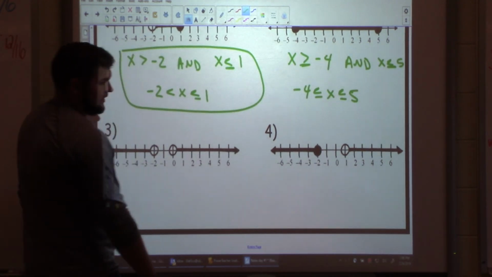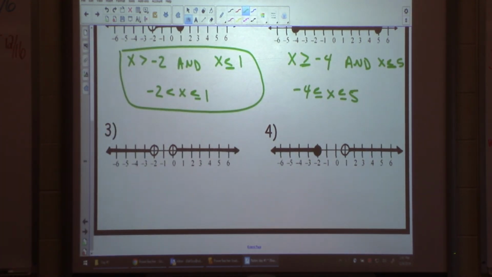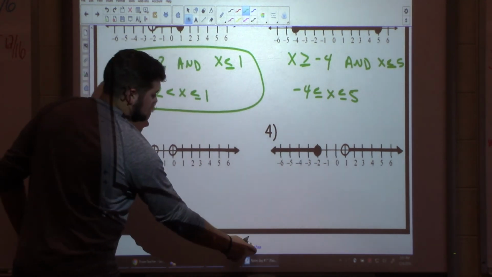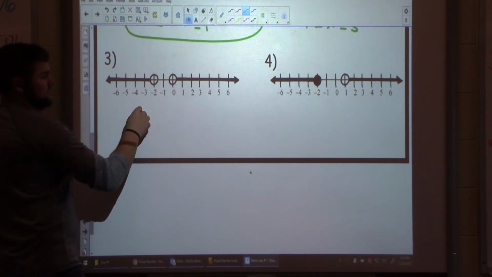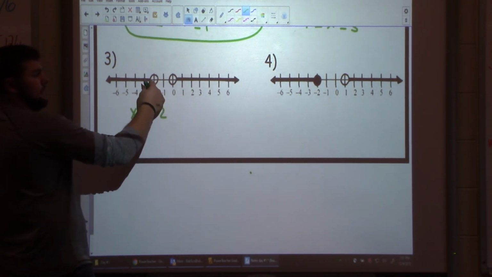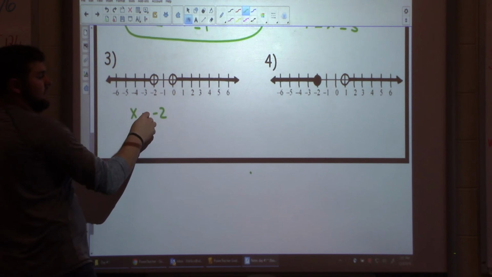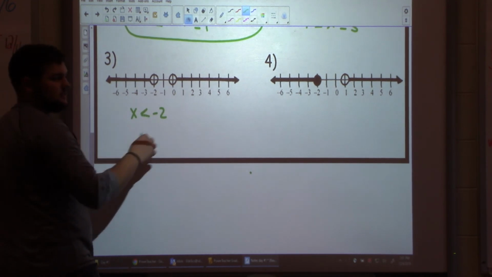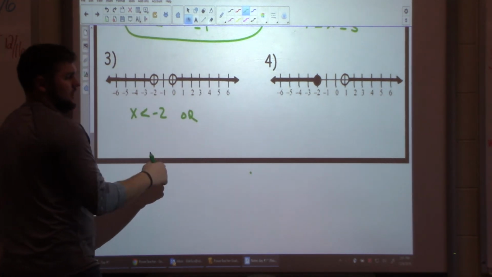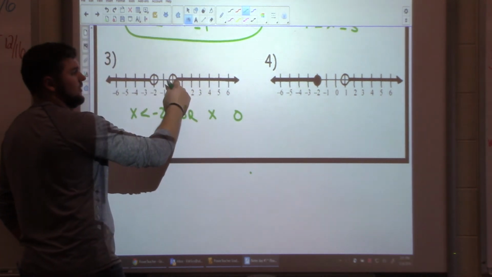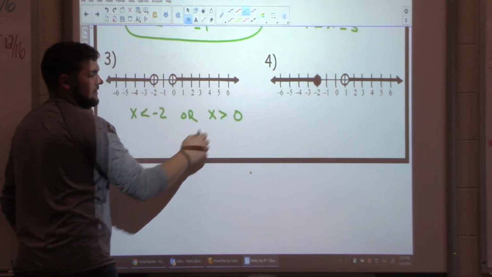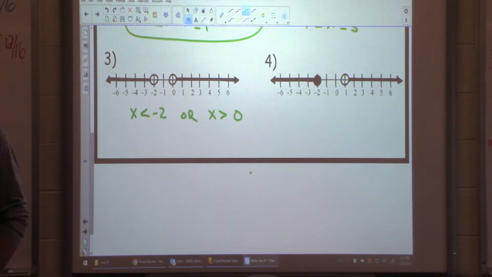Alright, 3 and 4. What type of statement should these make? Ors. Or, right? I have 2 endpoints, and I'm going in opposite directions. First one, my first endpoint's at -2. I'm going less than -2, to the left. So x is less than -2. Or, my second endpoint's at 0. I'm going to the right of 0, so it's greater than 0. Not or equal to, it's an open circle.